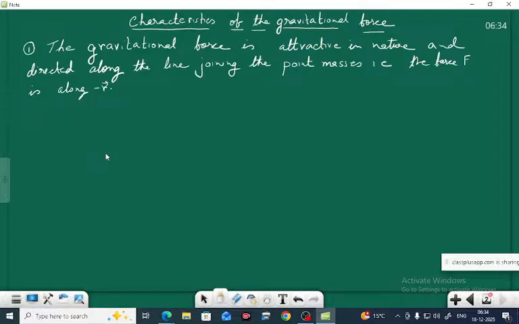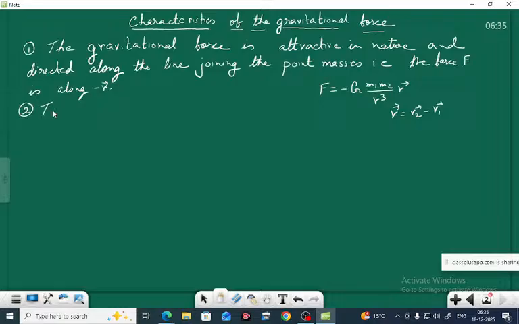I already found that capital F can be written as minus G m1 m2 by r cube and r vector, and this displacement vector can be written as r2 vector minus r1 vector. And number two, this is characteristic number two. The direction of gravitational force on m1 due to m2 is along r. So by Newton's third law, this force is of course minus F.